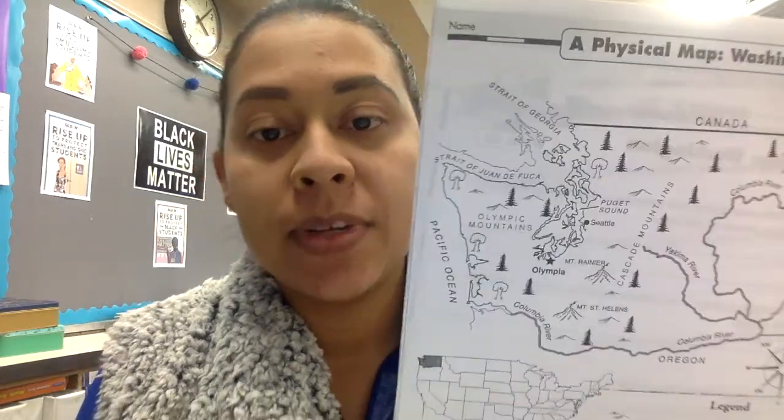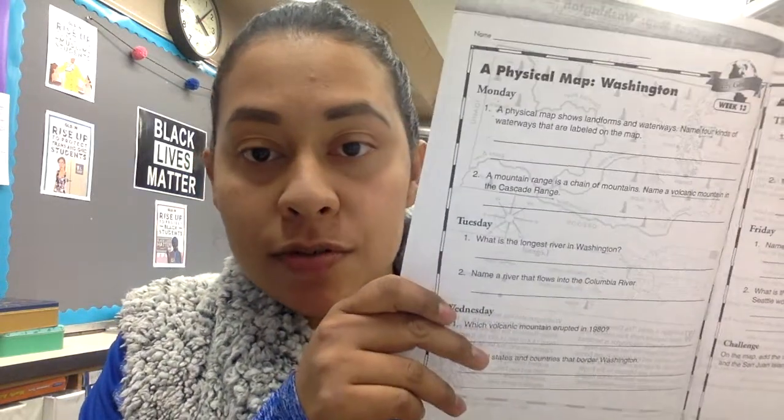Hi, so for this week's Daily Geography, we have a physical map of Washington. So we're going to go over the map. I'm going to do the reading with you, go over vocabulary, and then we will go over each question for this week. So first, let's start by doing the reading.